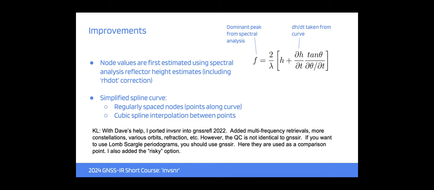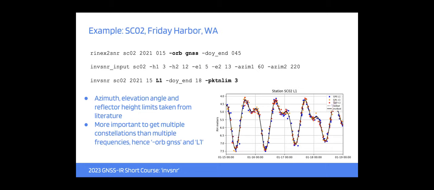So here's the same example I showed. Again, he was good enough to read in the data files we were already producing. So you still use Rinex to SNR. The difference is that instead of GNSS-IR input, you use inverse SNR input, but it should look familiar to you. Same height limits, same elevation angle limits, in this case same azimuth limits. Then instead of running a program called GNSS-IR, you run a program called inverse SNR. It's still run by beginning day of year to end day of year. In this case, he only wanted to look at the L1 data, and he wasn't saving the peak to noise limit earlier. I'm going to change that, but that's just a detail. And what you get out of that is this curve here.